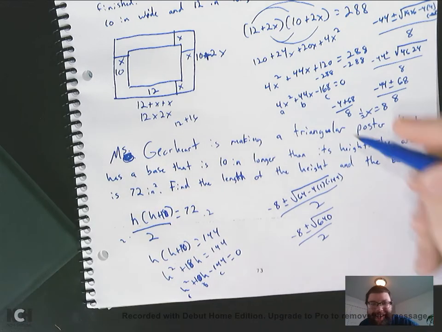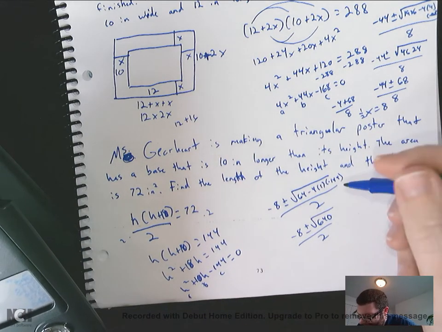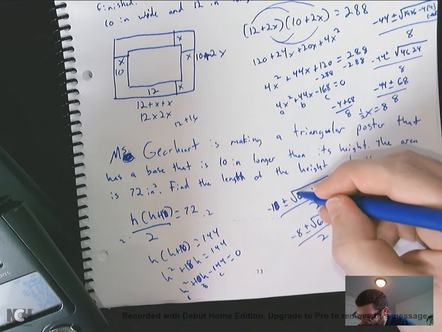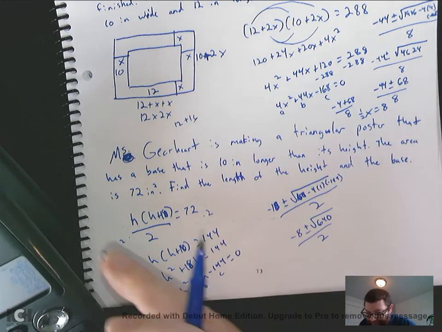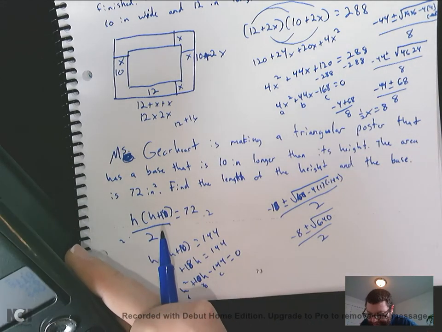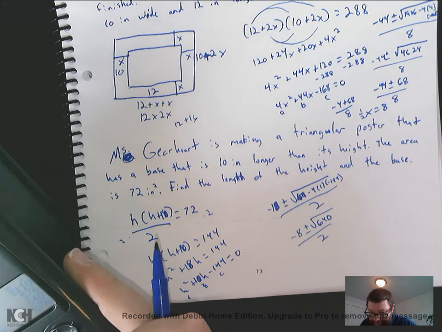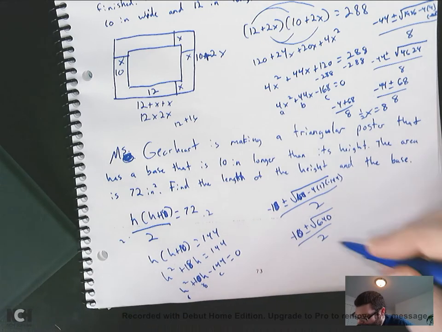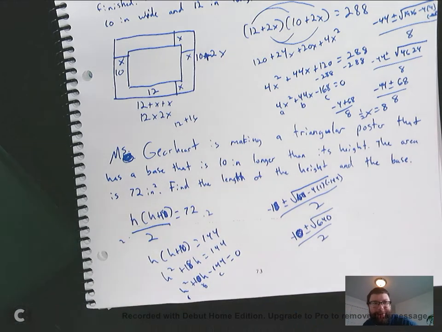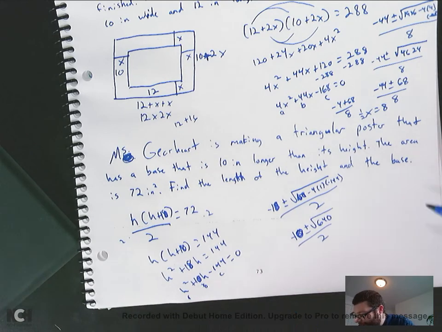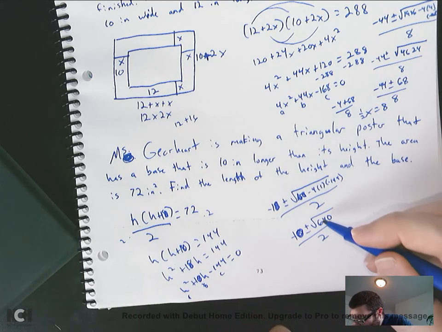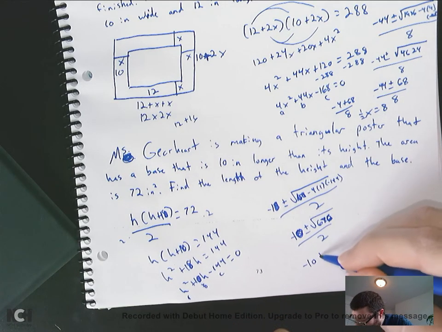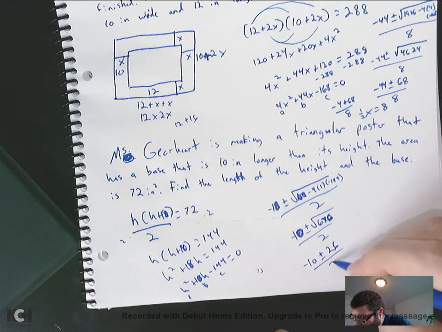Okay, sorry. I figured it out. So 10 would make that negative 10, and this would be 100. And then 576 plus 100 is 676, and the square root of 676 is 26. I only fudged half the numbers. So I have negative 10 plus or minus 26 all over 2.